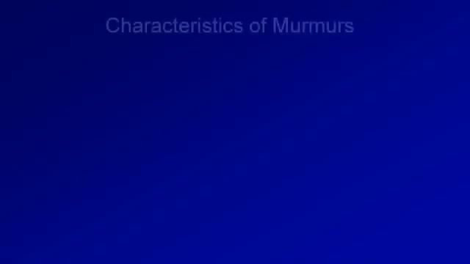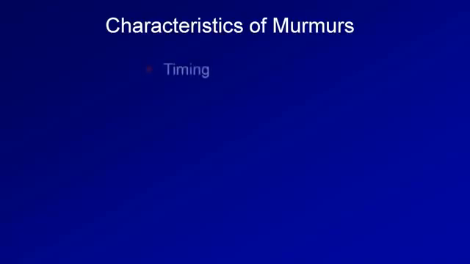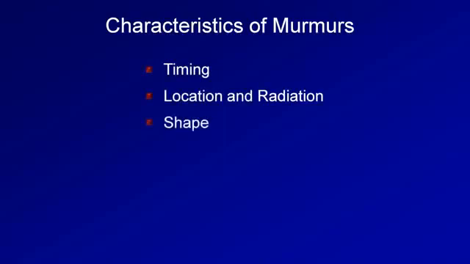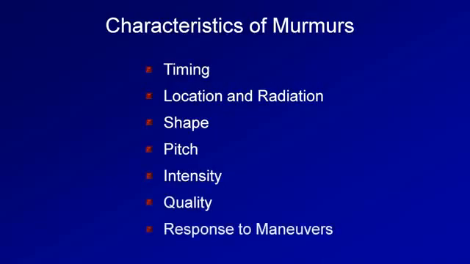Blood flow. There are many different etiologies of murmurs, which can be distinguished from one another based upon the murmur's specific characteristics. There are 7 characteristics to consider. In rough order of importance, they are timing, location and radiation, shape, pitch, intensity, quality, and response to maneuvers. I'll explain each one at a time.